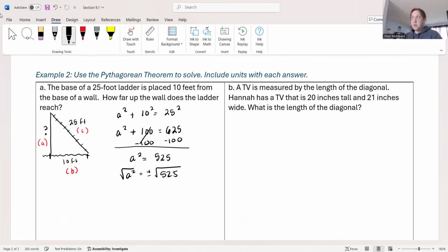At this point, you need to be careful and read the directions. Sometimes the directions are going to ask you to round your answer, which means just run to the calculator, figure out what the square root is, and round it. Other times they may want an exact answer, which means you would want to simplify the radical. This one doesn't specify, so let's just go to the calculator and figure out what the square root of 525 is.